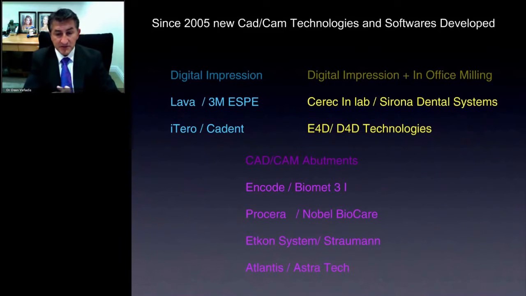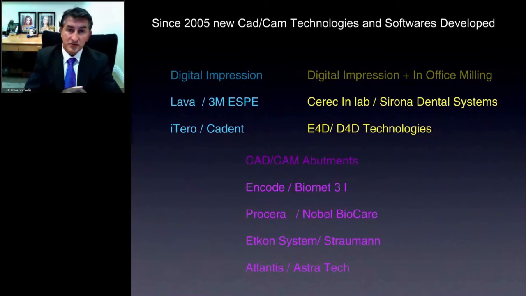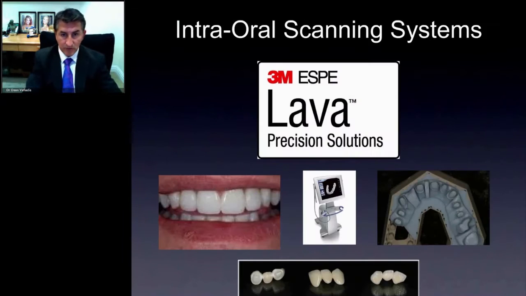The CAD CAM abutments have been around for many years. The Encode is what we're primarily using because it doesn't require you to take off the healing cap. The healing cap actually has the CAD CAM coded abutments that you can scan or take a final impression with without taking off the healing cap. So those are the three types of families of digital dentistry that we're using on a daily basis, and they integrate with each other very well.